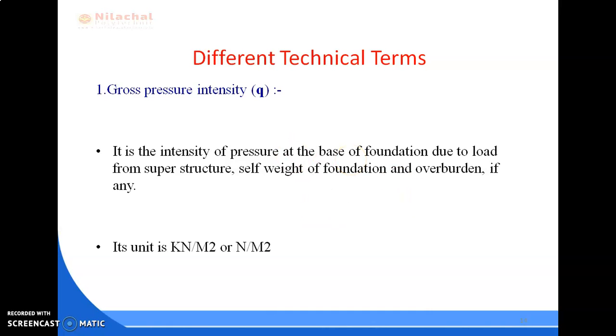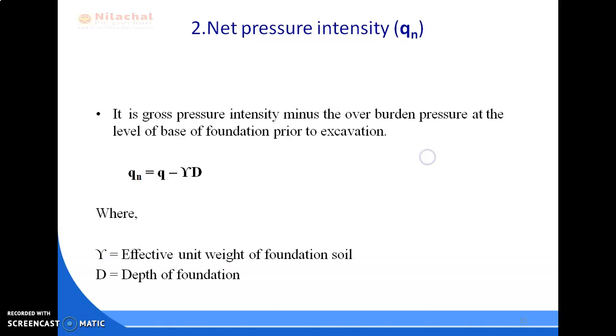First one is the gross pressure intensity. Notation is small q. It is the intensity of pressure at the base of foundation due to load from superstructure, self weight of foundation and overburden, if any. So this is known as gross pressure intensity q. Its unit is kilonewton per meter square or Newton per meter square.